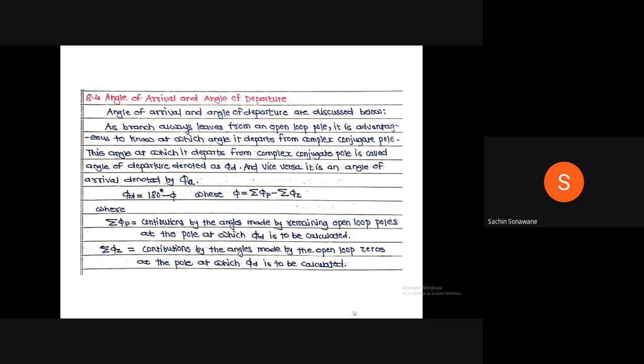Therefore, phi d is equal to 180 degree minus phi, where phi is equal to summation of phi p minus summation of phi z, where summation of phi p is equal to contributions by the angles made by remaining open loop poles at the pole at which phi d is to be calculated. Summation of phi z is equal to contributions by the angles made by the open loop zeros at the pole at which phi d is to be calculated.